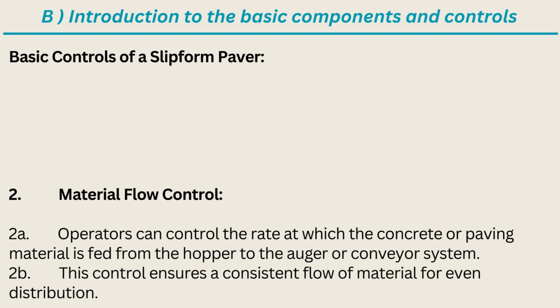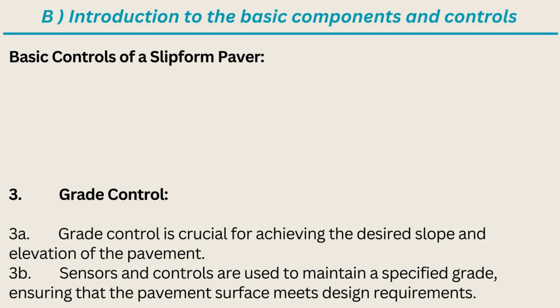2. Material flow control. 2a. Operators can control the rate at which the concrete or paving material is fed from the hopper to the auger or conveyor system. 2b. This control ensures a consistent flow of material for even distribution. 3. Grade control. 3a. Grade control is crucial for achieving the desired slope and elevation of the pavement. 3b. Sensors and controls are used to maintain a specified grade, ensuring that the pavement surface meets design requirements.